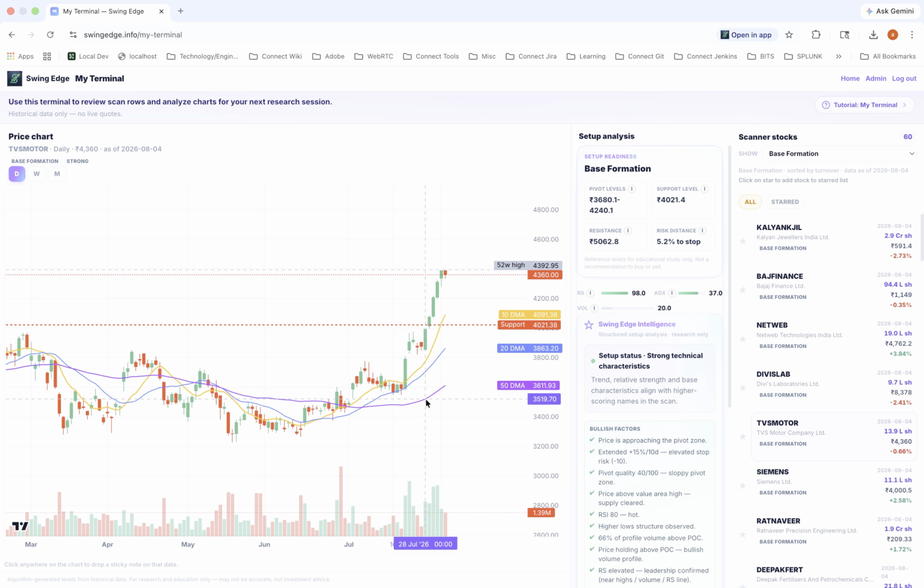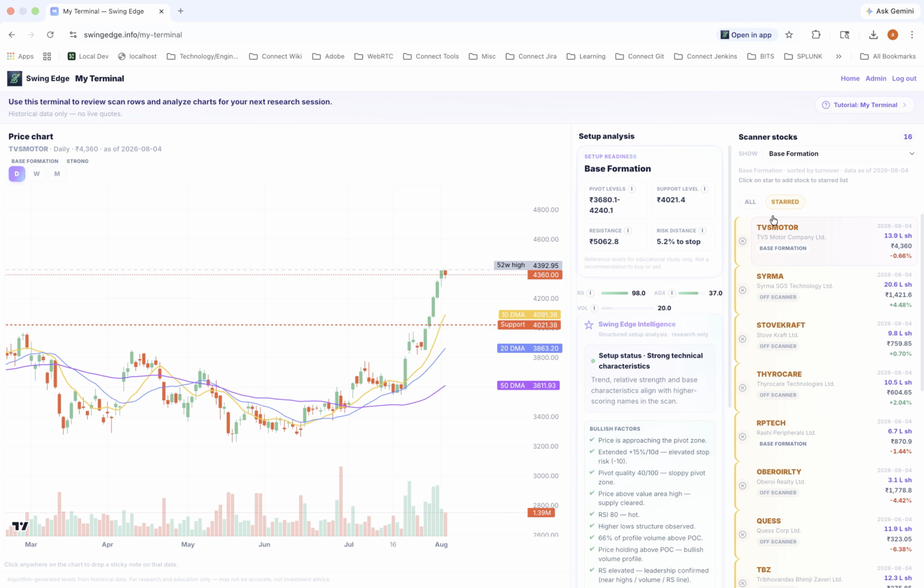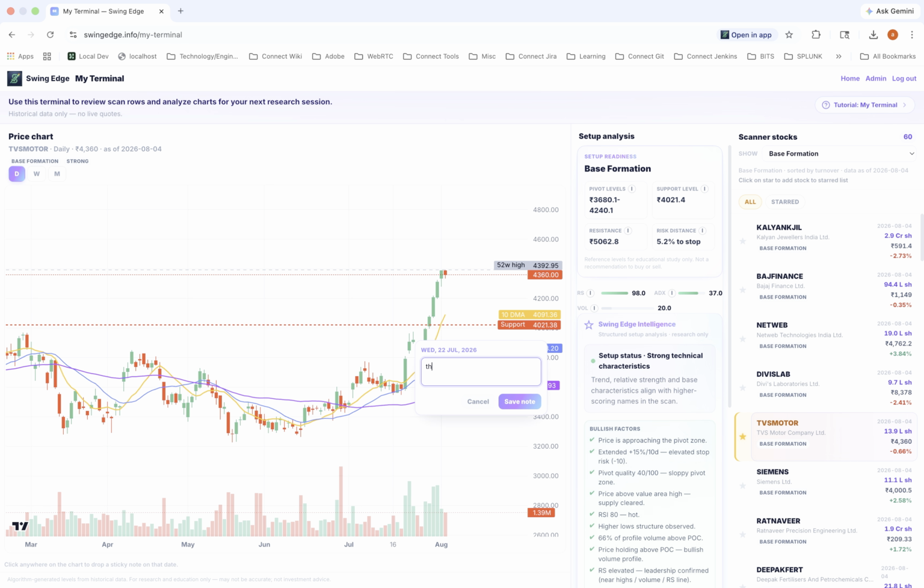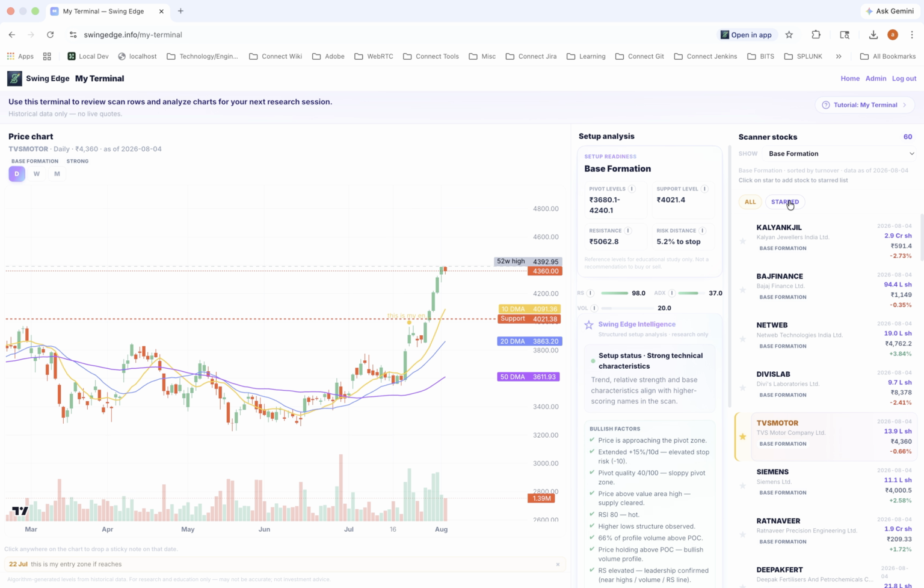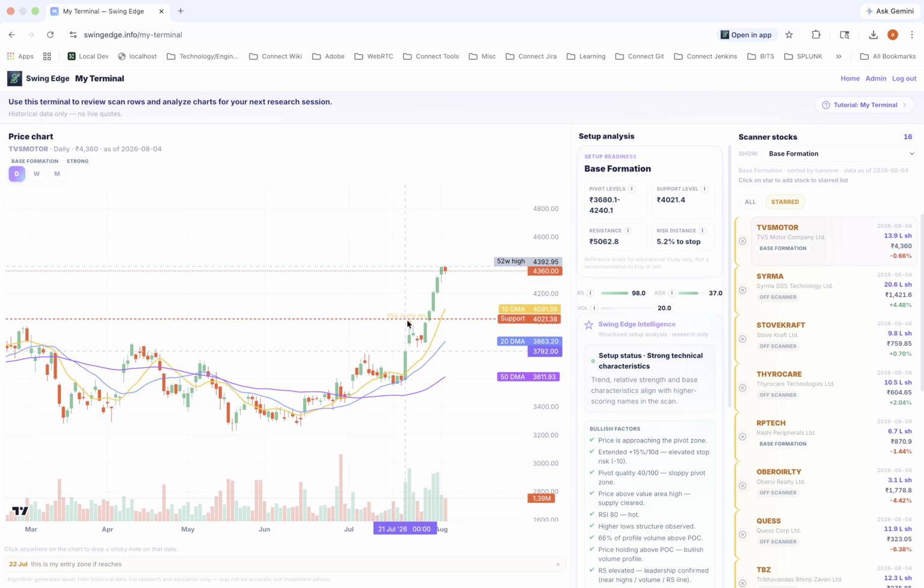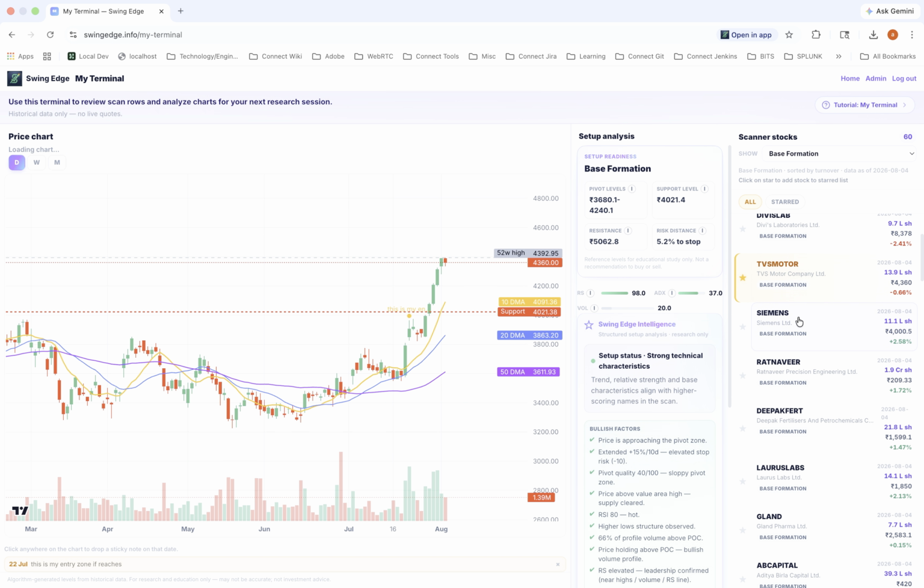So simply what you have to do is star it so that it comes into your starred list, and then maybe you can add a note also that this is my entry zone. You can simply save a note. Now when you check your starred stocks, you can see that you have mentioned an entry zone here. And that's how you can take your trades.